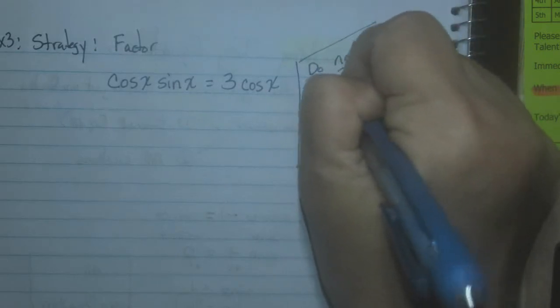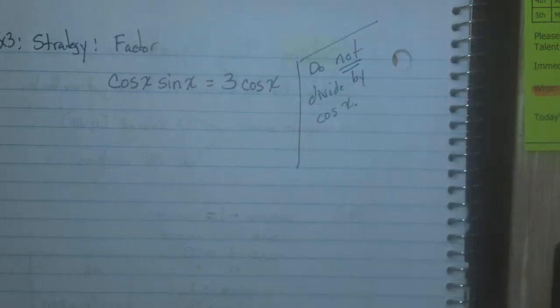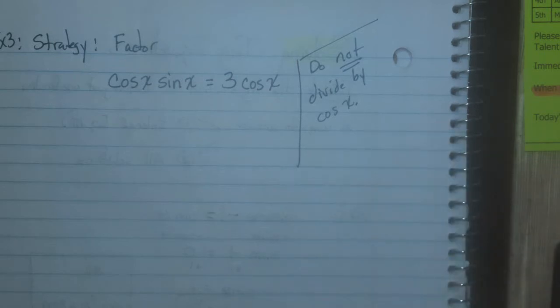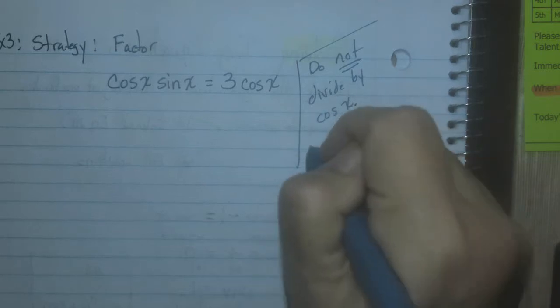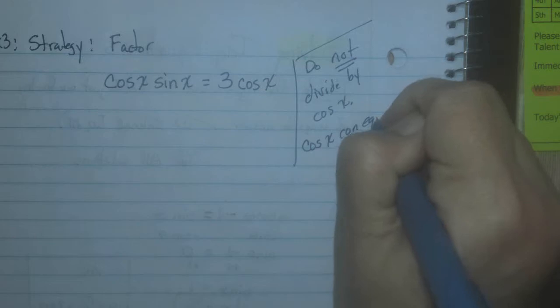divide by cosine x. Does that go for any trig function or only cosine? Well, we're going to talk about why, and then you'll be able to answer that question. Why am I saying we can't divide by cosine x? Well, what's the number that we can't divide by? 0. So here's the thing. Does cosine x equal 0 sometimes? Right? Cosine x can equal 0.